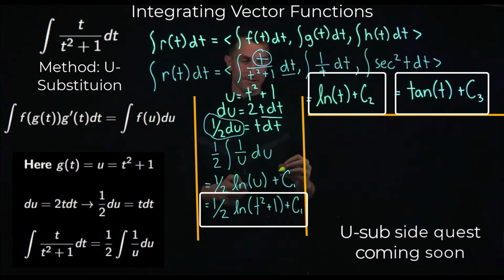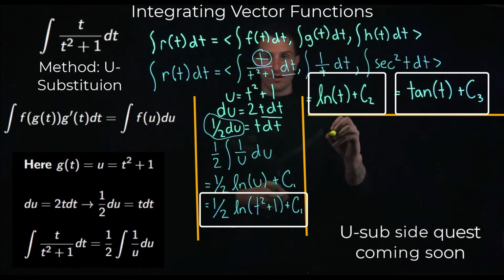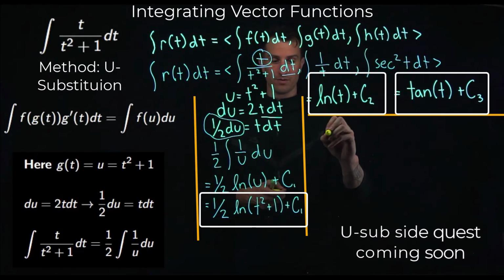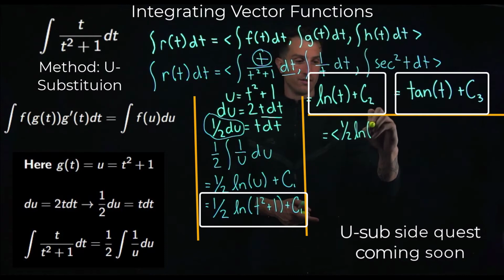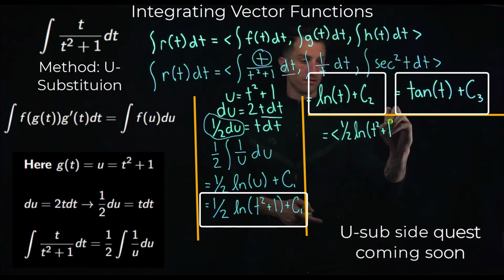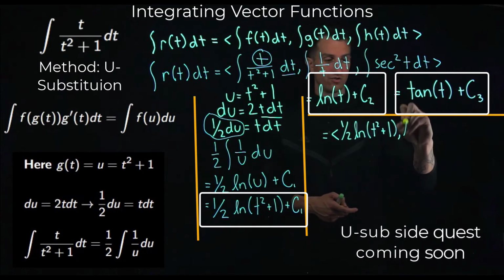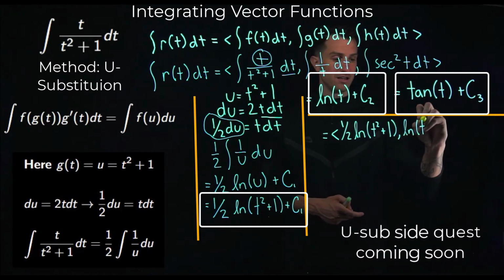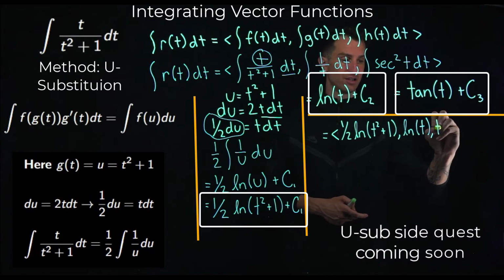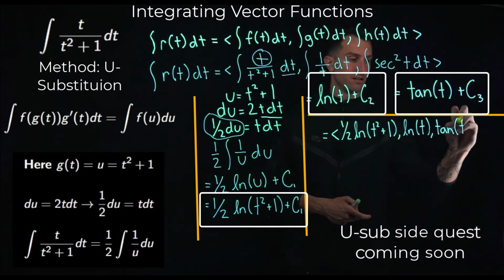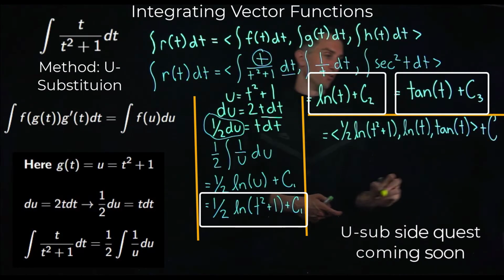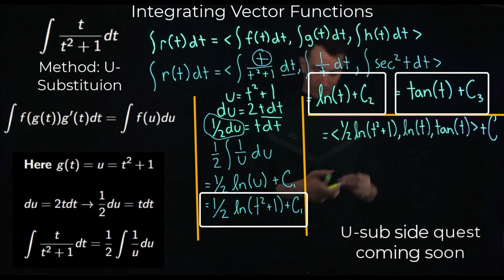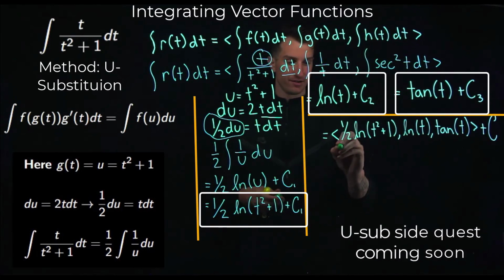So our final answer, let's carve out a box for it here. Our final answer of the integral is going to be equal to: we have the 1/2 natural log of t squared plus 1, we have the natural log of t, and we also have tangent of t. We'll close that out, plus c vector. Okay, so that is our final answer here.